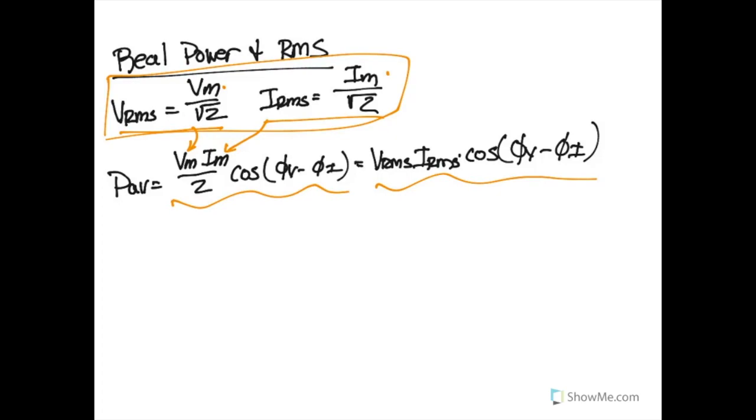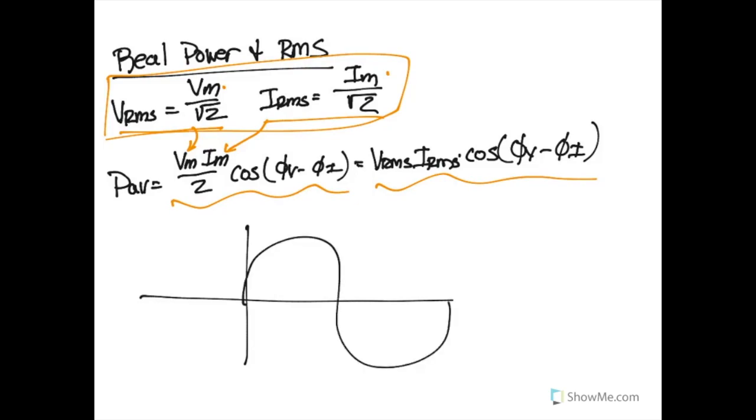But it's really important to get your notation correct to make sure you know if you're dealing with the real value of something. So again, if I have some wave that is oscillating through time, this value right here is going to be Vm or Im, and we can calculate RMS from that by dividing by square root of 2.